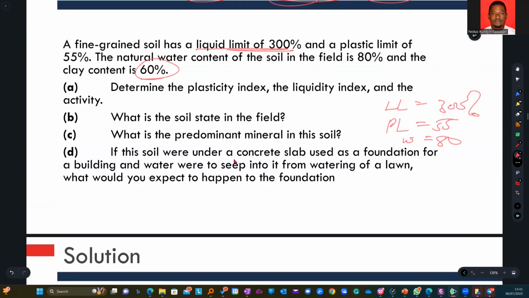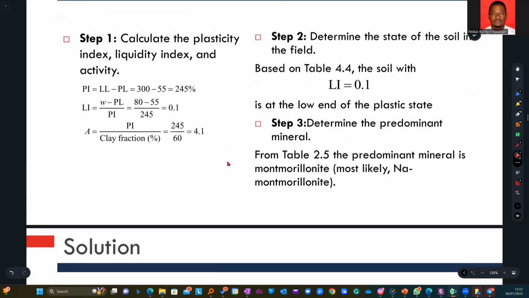So if the soil were under a concrete slab, just like within the campus, where we have got slabs all over within the mining department, mathematics and geomatic area. We have a lot of slabs placed there for us to walk over, creating the walkways for us. So with this concrete slab, assuming you determine the properties of the soil and it is found under a concrete slab, how will it behave? That is what they are asking us.